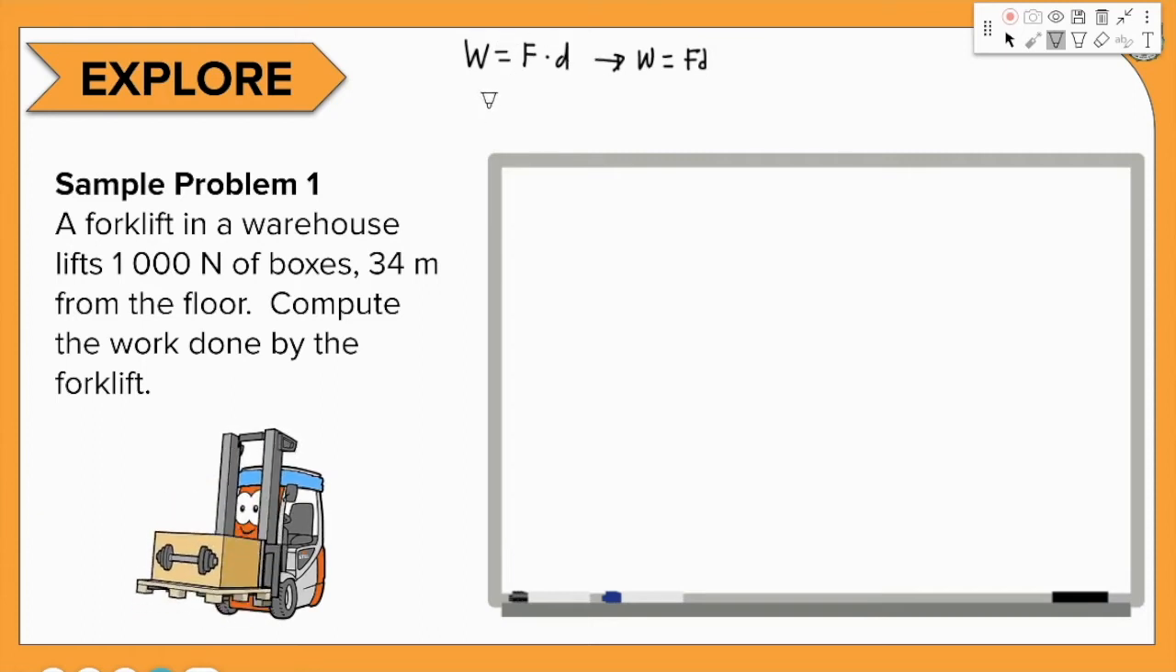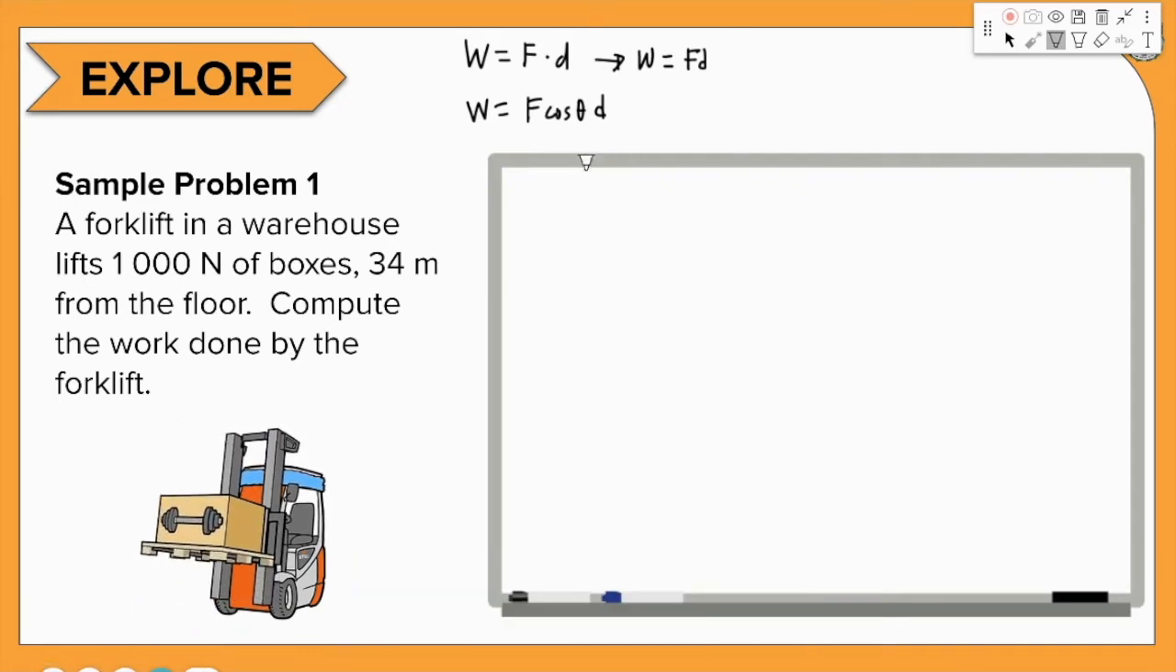Okay, and this is a simple force, exerted either vertically or horizontally. But what if the force is exerted at an angle? Then the second formula would just be F cosine theta times displacement. Okay, so please remember those two equations.